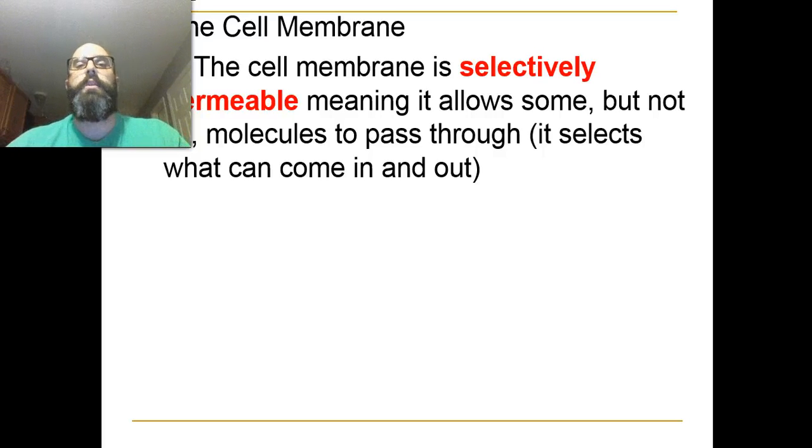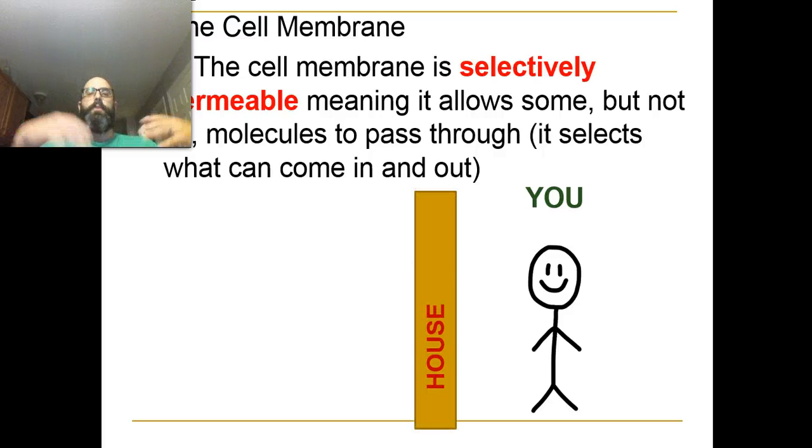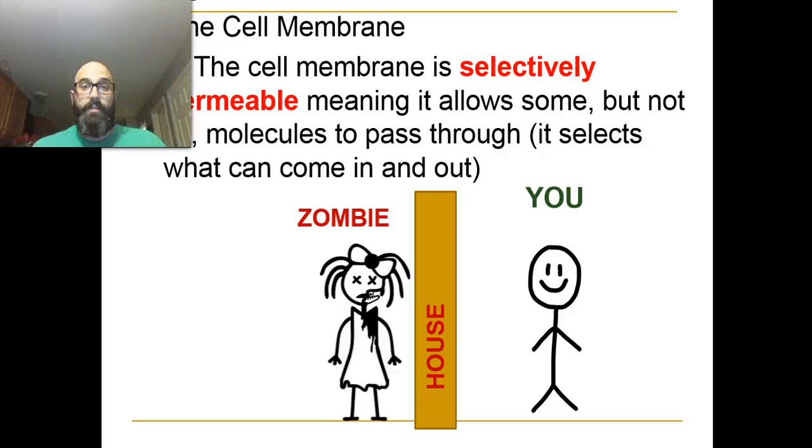The cell membrane is what is called selectively permeable, meaning it allows some things in, but not all, and some molecules pass through in and out freely. So here's what you have to think of. The inside of the cell is where you live. People want to protect themselves, similar to how a cell wants to protect itself, so people will build themselves a house. That house is built around you, keeps you safe, keeps you protected from the elements, and it also keeps you protected from zombies. So the house, being the cell membrane, can pick and choose what it wants to come in.